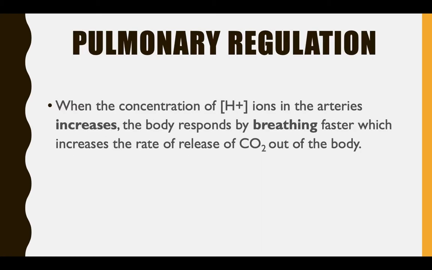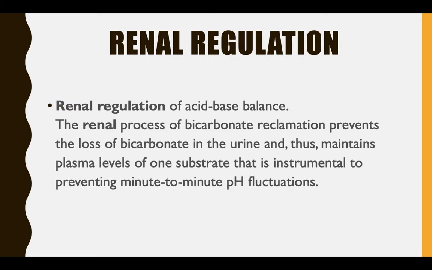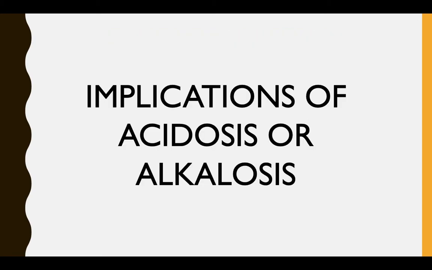The second mechanism is pulmonary regulation, wherein when the concentration of H+ ions in the arteries increases, the body responds by breathing faster, which increases the rate of release of carbon dioxide out of the body. The last mechanism is renal regulation of acid-base balance. The renal process of bicarbonate reclamation prevents the loss of bicarbonate in the urine and thus maintains plasma levels of one substrate that is instrumental to preventing minute-to-minute pH fluctuations.